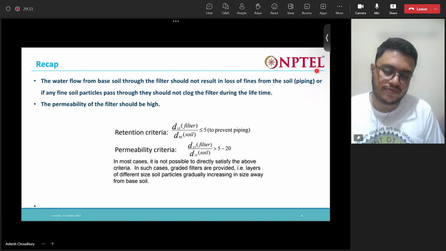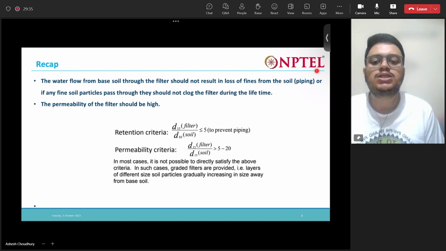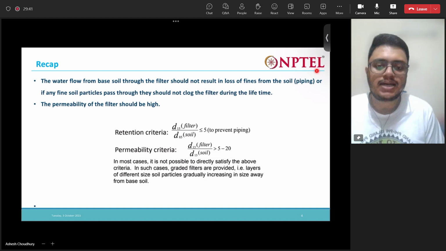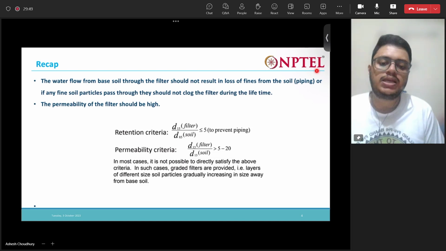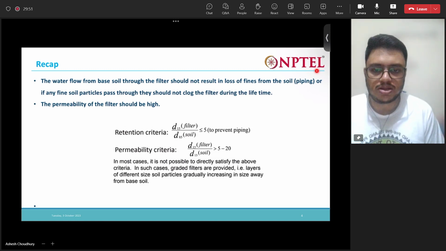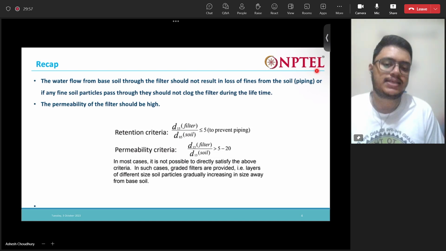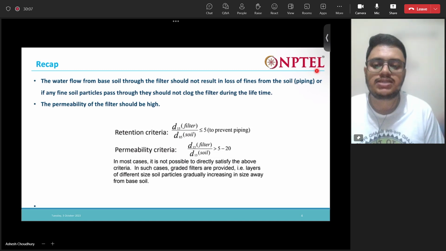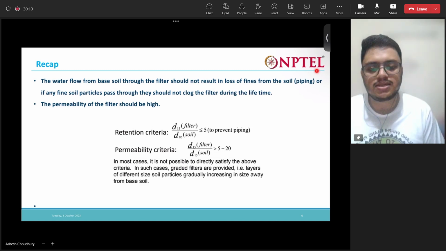Now, one more note is given here. In most cases, it is not possible to directly satisfy the above criteria. In such cases, graded filters are provided. That is, layers of different size soil particles gradually increasing in size away from the base.